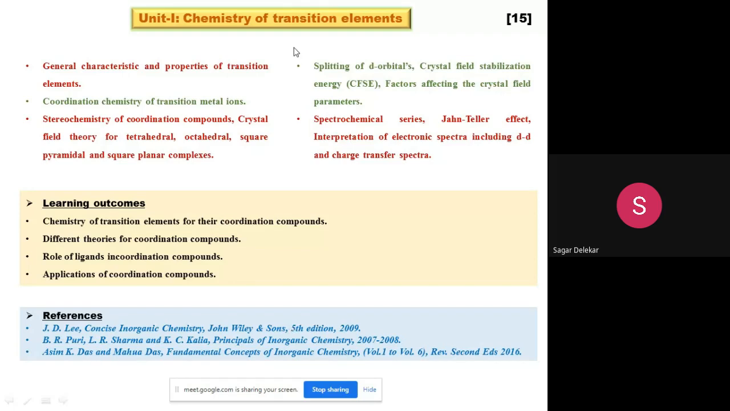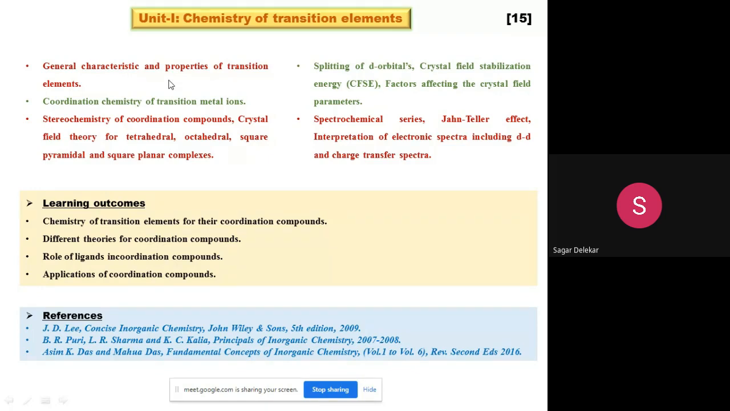Then the chemistry of transition elements, unit number one. We already know that the participants are teachers, so they are aware of the general characteristics and properties of transition elements. I am just highlighting them. Almost all transition elements are metals, and if all are metals, then obviously metallic properties are associated with the transition metals. They have metallic luster, and are malleable and ductile. These are different metallic properties. Not only that, they can conduct heat and electricity.